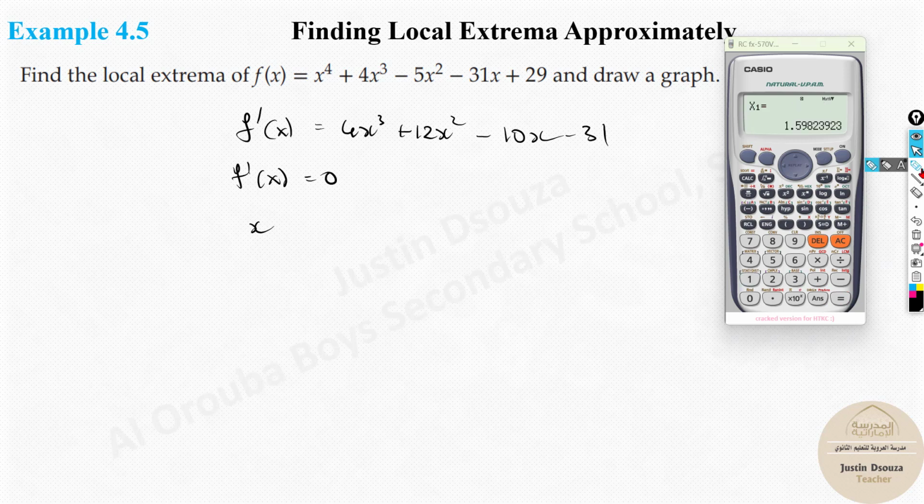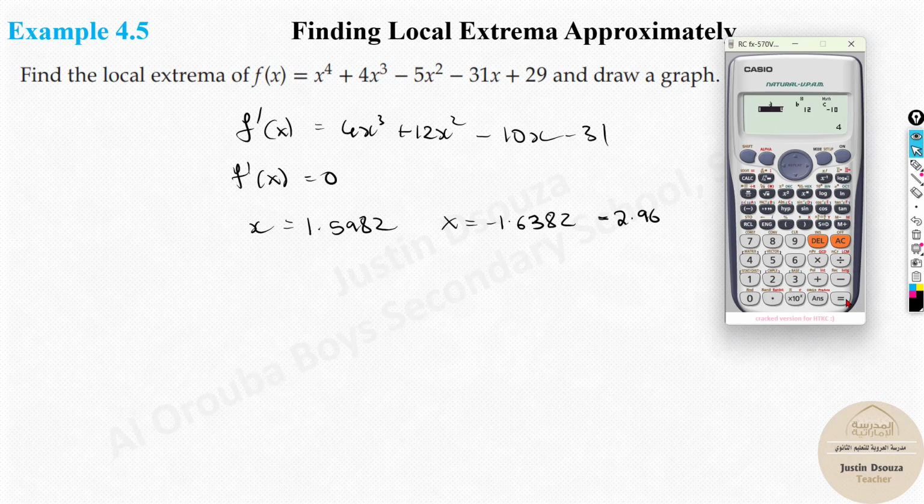And the answers are, okay, x is 1.5982, and what's the next one? Let me write the answers and let me just check whether this is correct or not. 1382, and this last one more, it is minus 2.96, minus 2.9601. But anyways, let me just leave that.